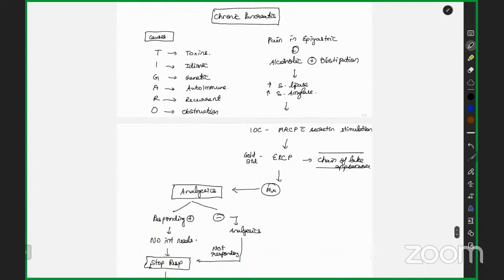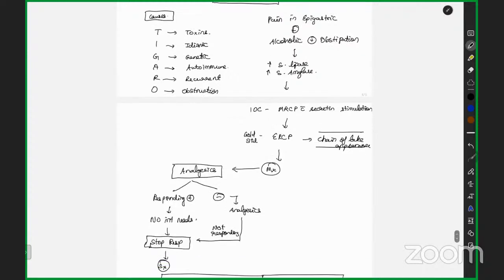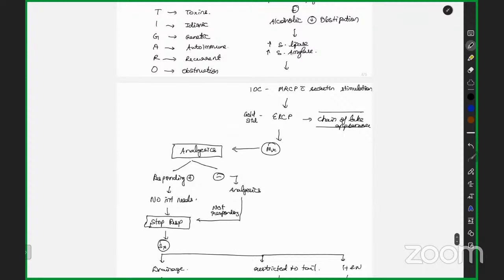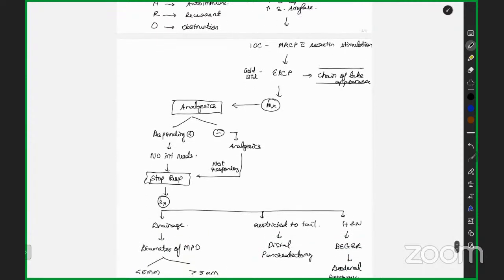So what is going to be my investigation of choice? MRCP with secretin stimulation. So what is going to be my gold standard test? ERCP. In ERCP, what am I going to see? Chain of lakes appearance. I'm going to perform my treatment. What is my treatment? First, I'm going to start with analgesic.